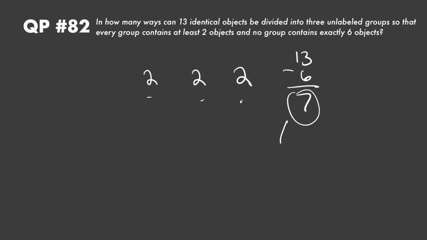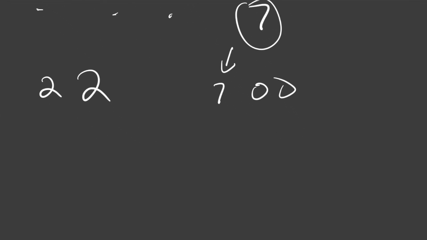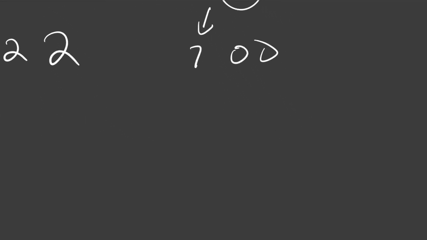So to solve this, we can just find the number of partitions for 7 and then add them back on to satisfy the constraint that every group must have at least 2, right? So for instance, I could partition 7 into 7, 0, 0, and then that would correspond to, when we add it back, 9, 2, 2. So let's just count the number of partitions of 7 into 3 groups first.